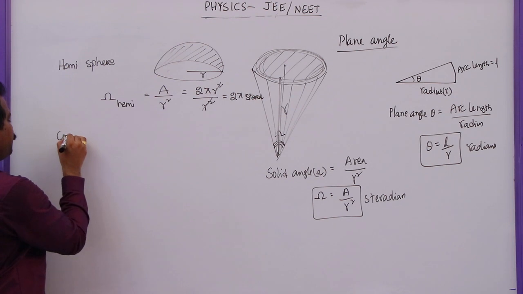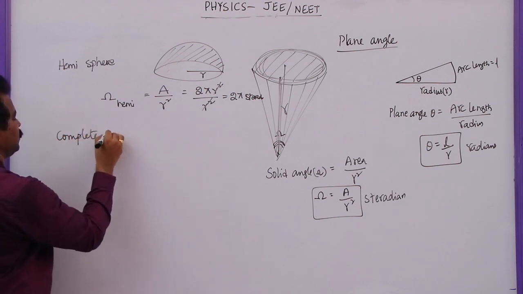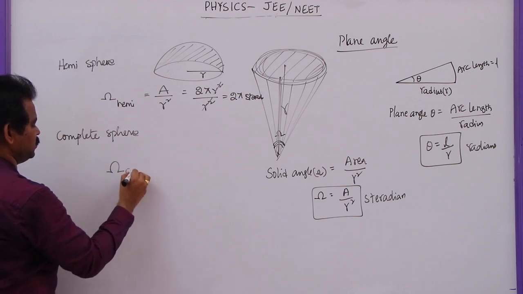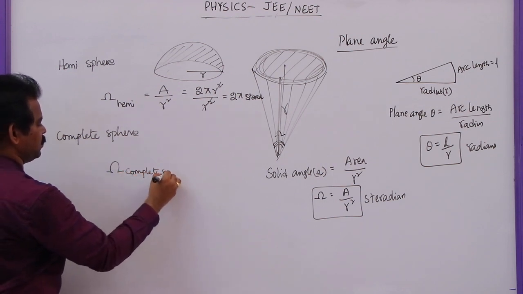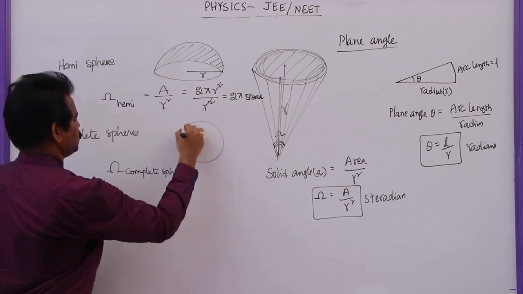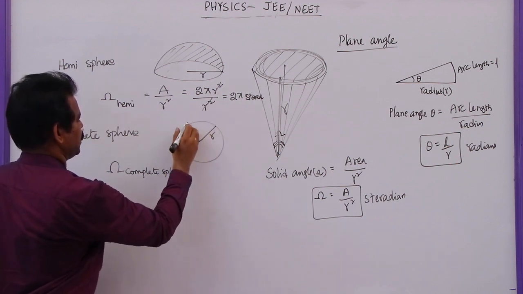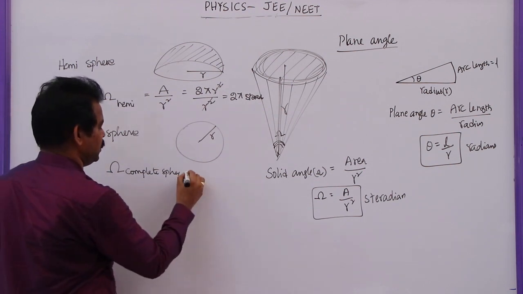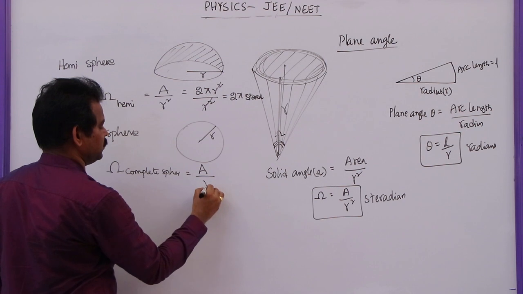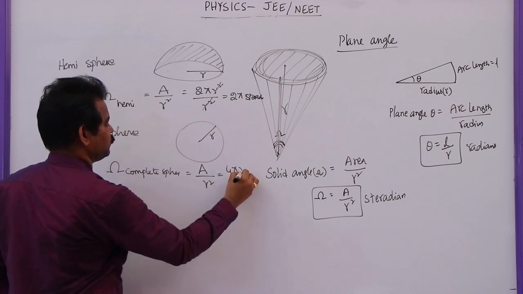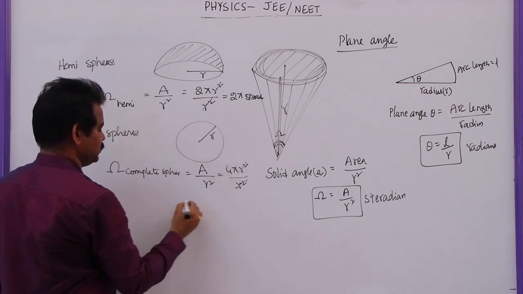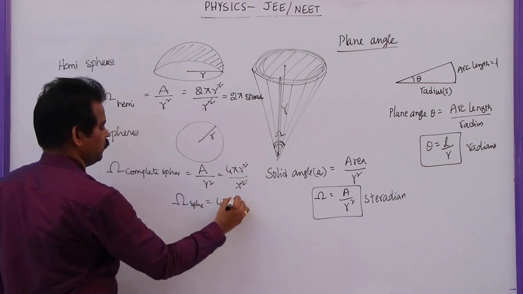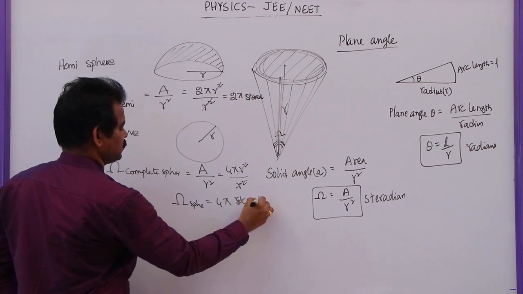Similarly, for a complete sphere, the radius of this one is r. So what is the solid angle produced at the center of a complete sphere? It is given by the area of the complete sphere by r square. This is 4 pi r square by r square, which cancels. So for a complete sphere, this will be 4 pi steradians.